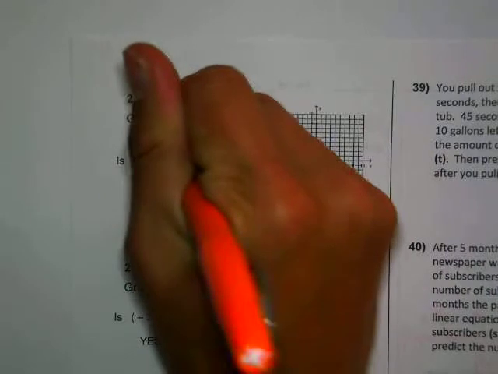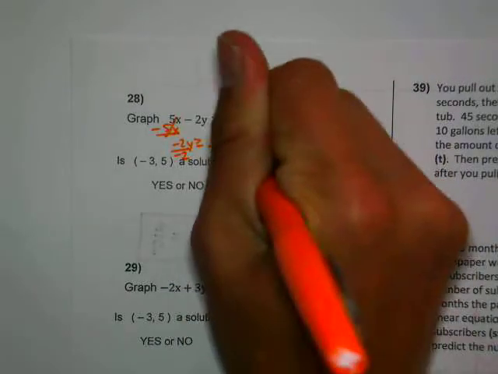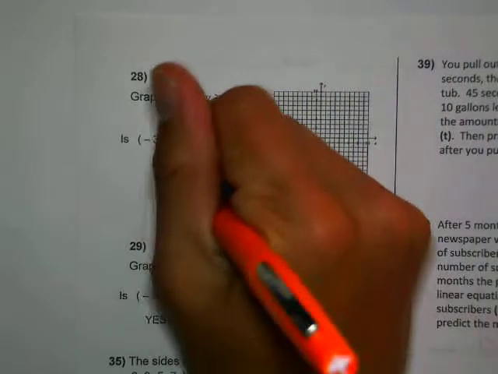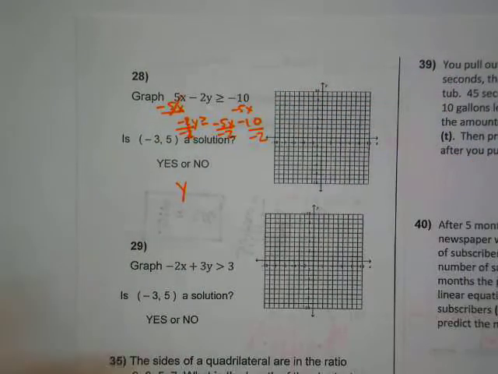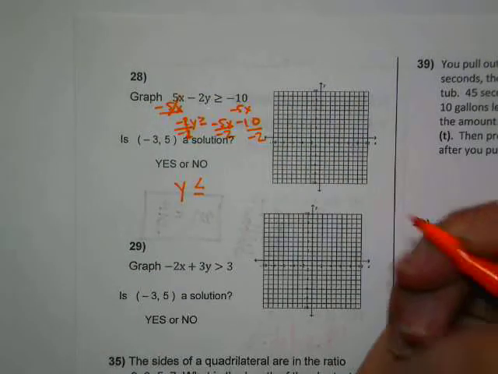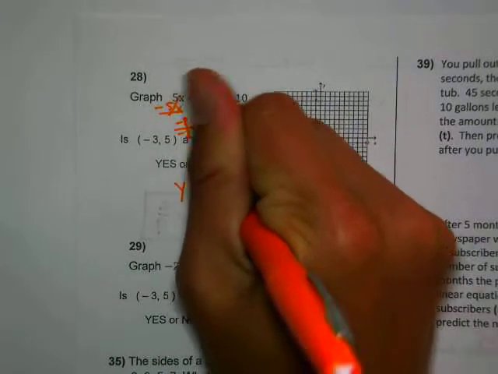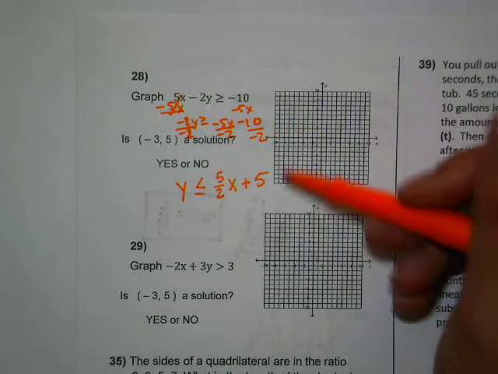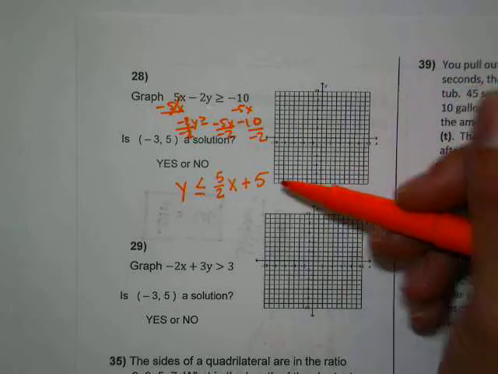And then we want to get y by itself, so we're going to divide by the number in front, divide by negative 2, divide by negative 2. So y, what do you have to do when you divide by a negative number? Switch the sign. So y is less than or equal to 5 over 2 x plus 5. Negative 10 divided by negative 2 is a positive 5.